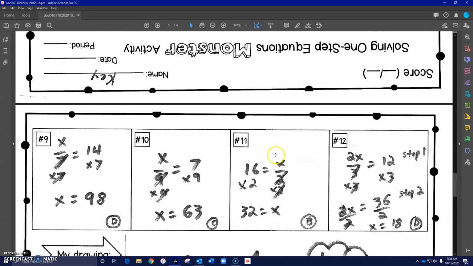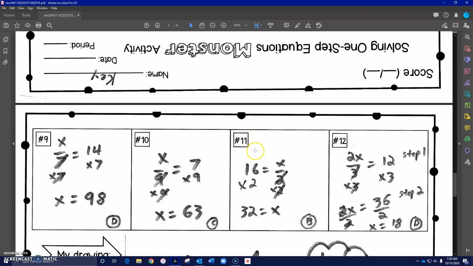So for number 9, we had x over 7 equals 14. The opposite of dividing is multiplying. We multiply both sides by 7, get an answer of x equals 98, which was choice D. Number 10, x over 9 equals 7. Multiply both sides by 9 and get x equals 63, which was answer choice C.